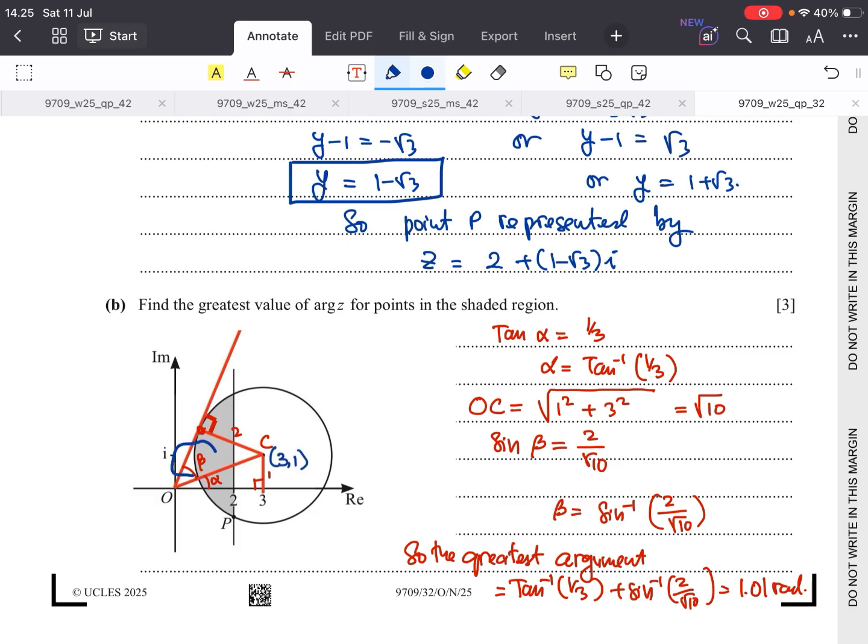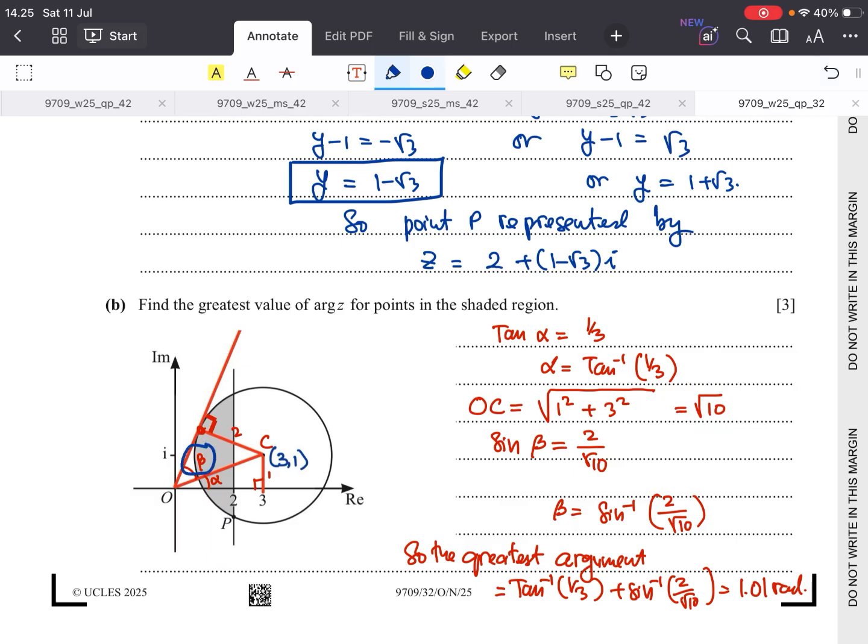And then what about beta? In order to find beta, we know that this line is tangent to the circle, so this one is 90 degrees. First find OC. OC can be found using this right angle triangle, using Pythagoras. So 1 squared plus 3 squared, and then square root the result. So we get square root of 10 for the length of OC.